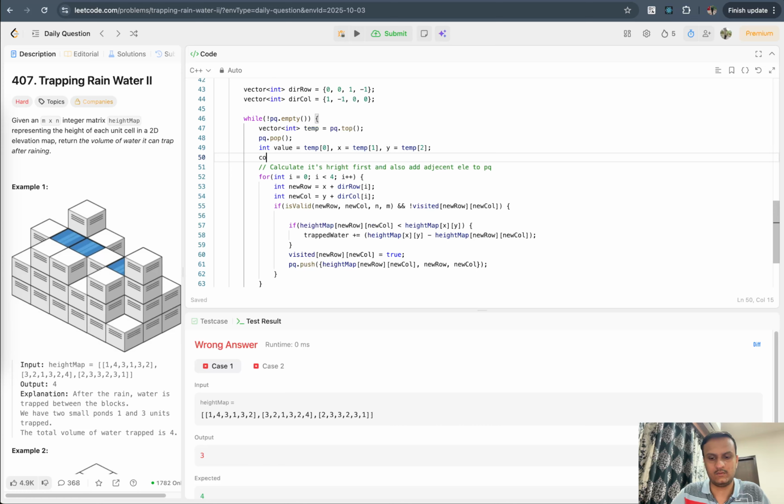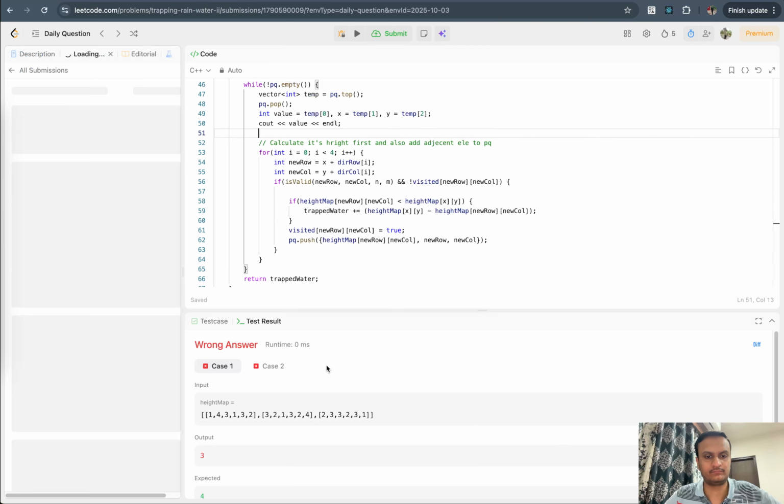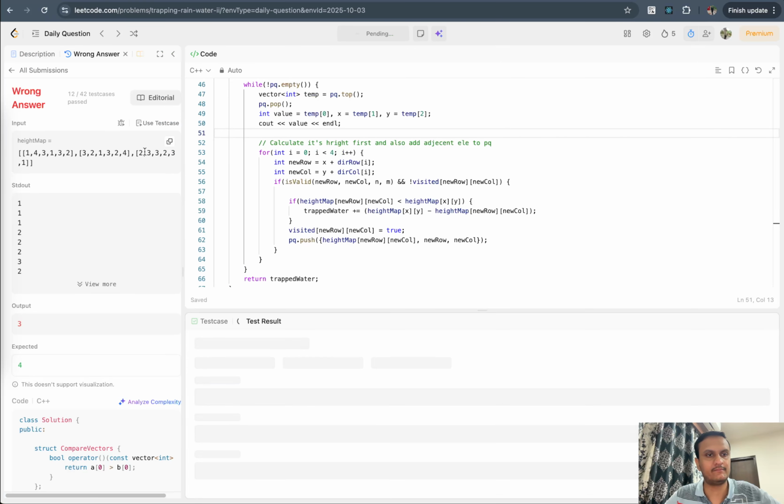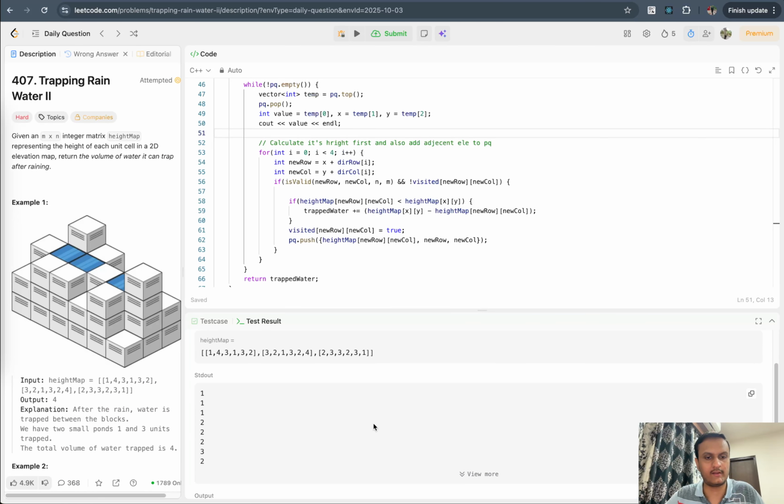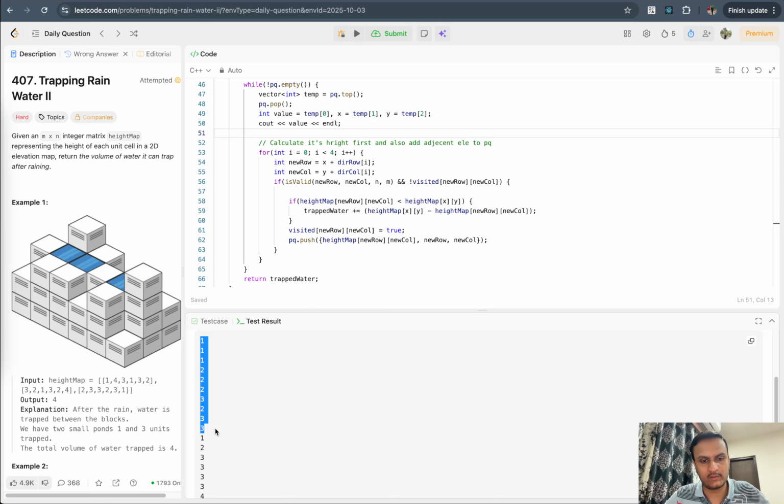Okay, see the output value. It's submitted. Okay, 12 out of 42 test cases passed. I don't know why. Okay, we are creating a min heap. It's clearly showing that 1 1, then 2 2, then 3s are popping out, then 2 3s, then 1s inside that, and then 4s. Okay, got it. So it's saying output is 3, then expected output is 4. Okay, got it.